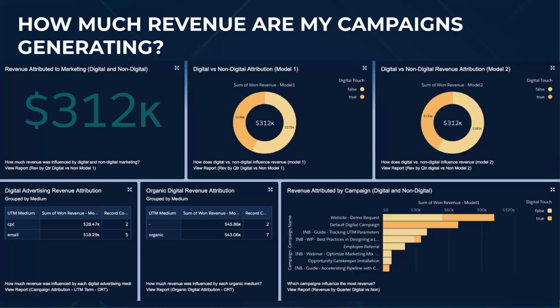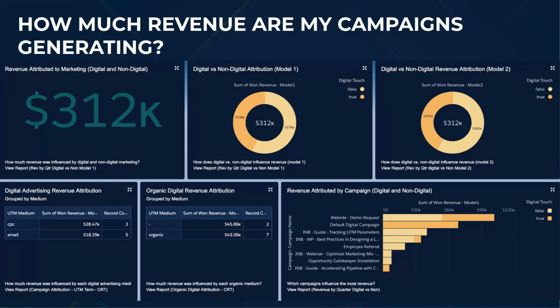And then getting that distinction up in the top, you can see these two different attribution models where you have a breakdown of how much revenue is associated with digital touch campaigns versus non-digital touch campaigns. So digital touch would be associated with anything that's coming in from an online source.